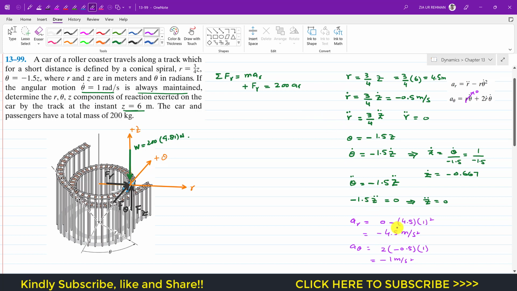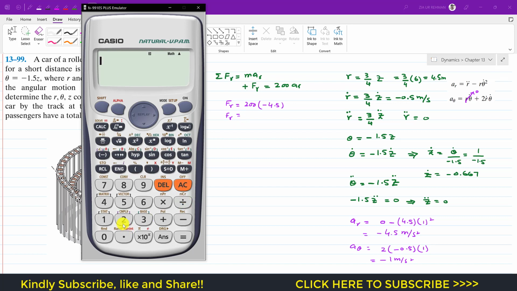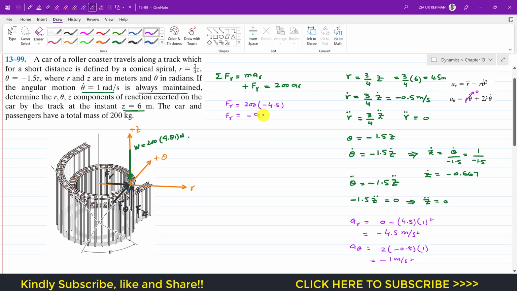So now once we know a r is minus 4.5, I can put that value in this equation. So from this we can write that F r is 200 into a r, which is minus 4.5. So F r equals 200 into minus 4.5. So this gives me minus 900 Newton. So the minus sign means that F r is acting in the negative radial direction. The assumed direction is not accurate. We have to reverse the direction.